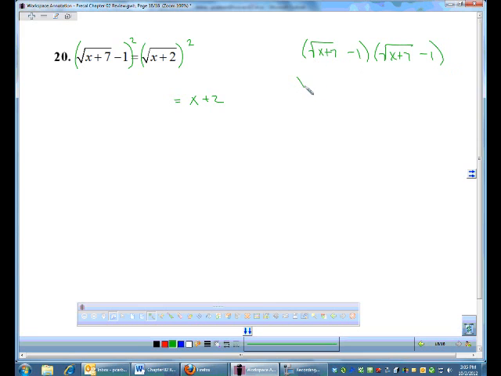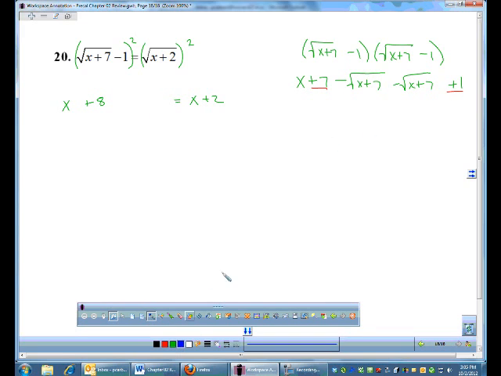Root x plus 7 times root x plus 7 would be just x plus 7. Root x plus 7 times negative 1 is minus root x plus 7. Negative 1 times root x plus 7. And negative 1 times negative 1 is positive 1. And then we combine all of our like terms. We have an x, which doesn't combine with anything. I have the 7 plus 1 is 8.